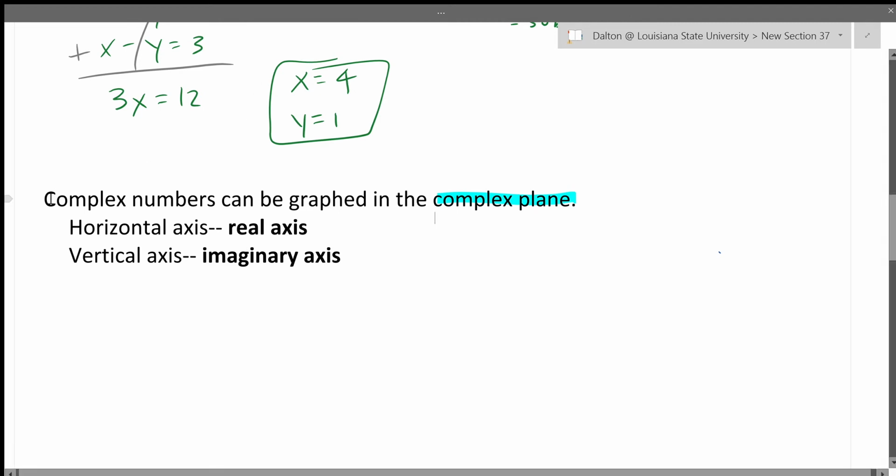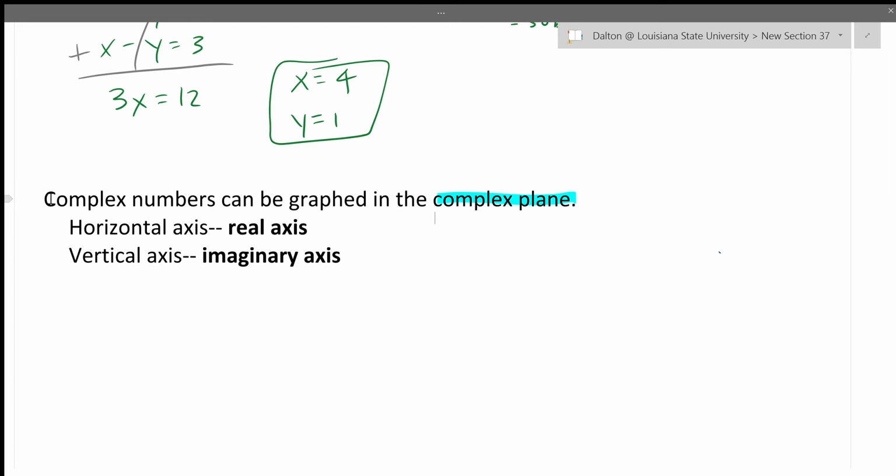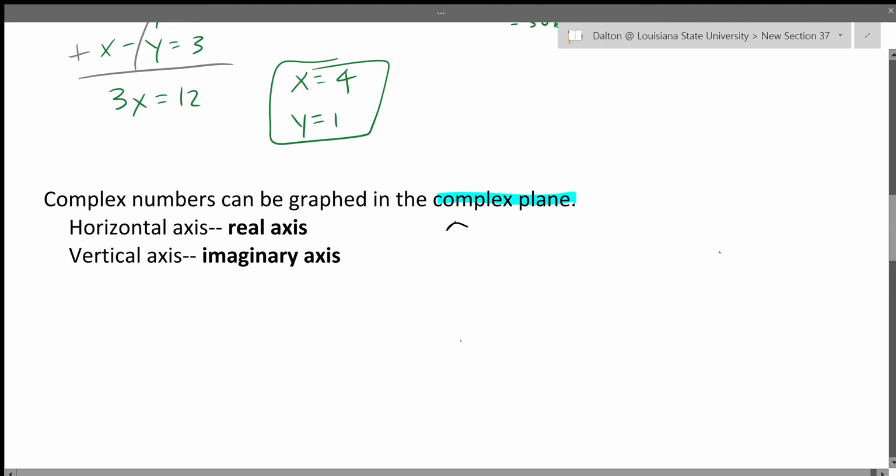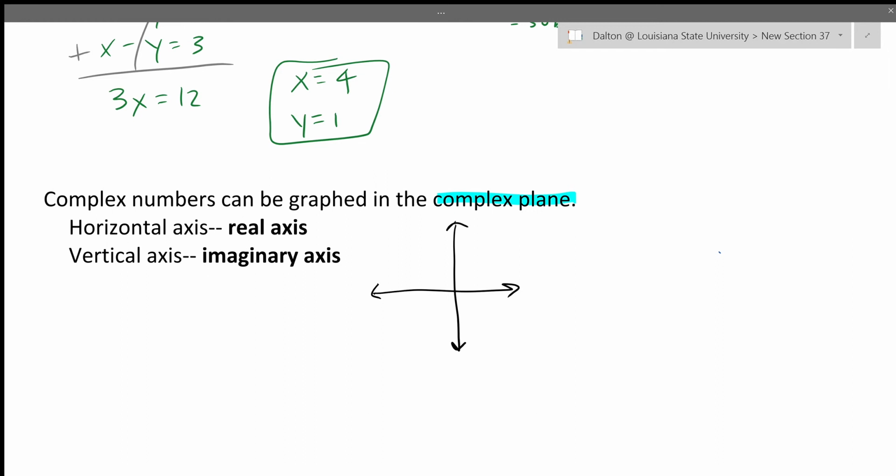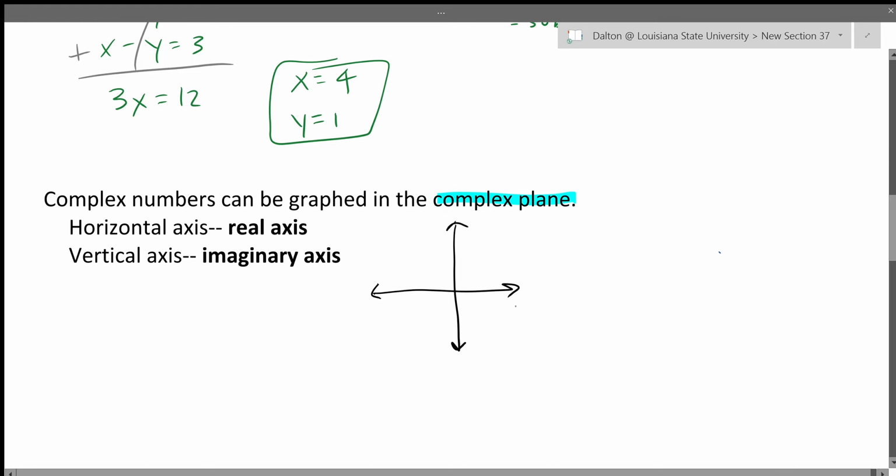Show of hands, how many of you are in the habit of putting an x and a y alongside your axes every time you graph an equation, or every time you graph anything? Yeah, okay. So in this case, usually I'm fine. I'm not too picky about whether or not you label your axes, but on the complex plane, you have to. You have to show me that your horizontal axis is the real numbers and your vertical axis represents imaginary numbers.